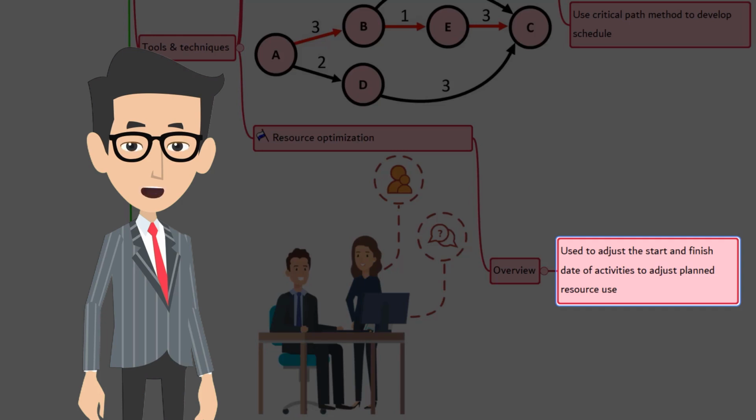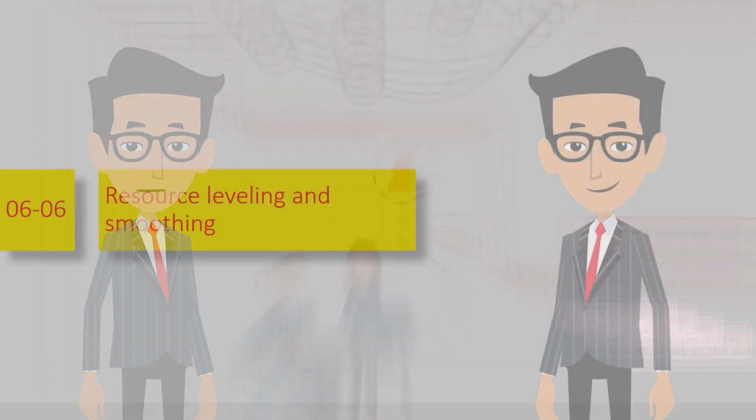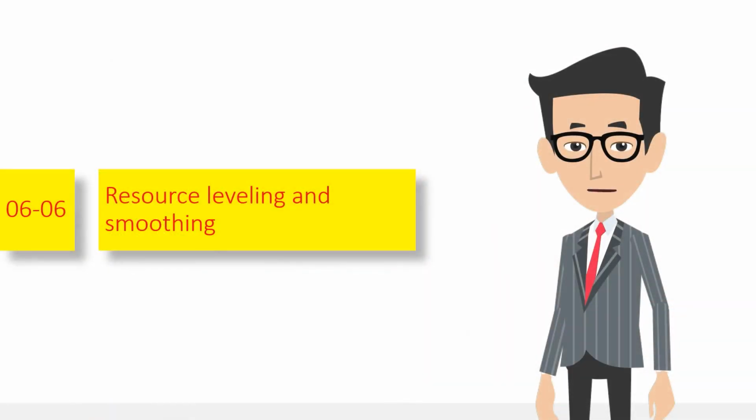Examples of resource optimization techniques that can be used to adjust the schedule model due to demand and supply of resources can be resource leveling and resource smoothing. Let's understand resource leveling and resource smoothing. In every organization, resources are limited. Let it be men, machine, or material. Due to the limited availability of the resources, you may not be able to deploy more resources to an activity to complete it sooner.